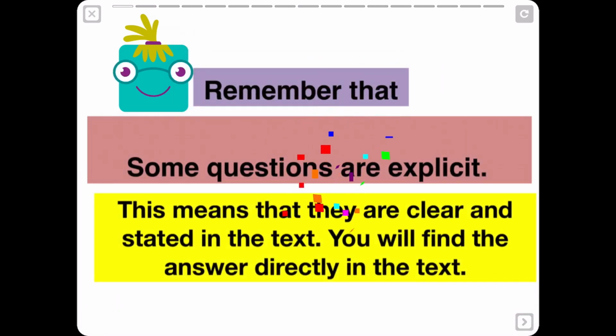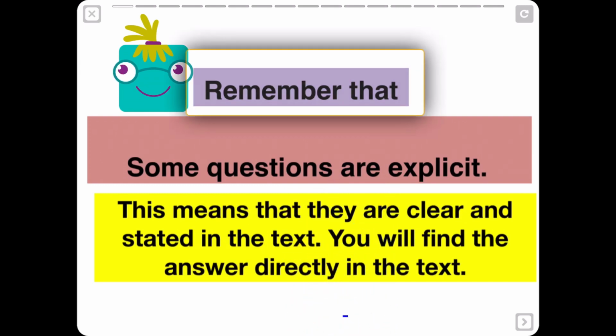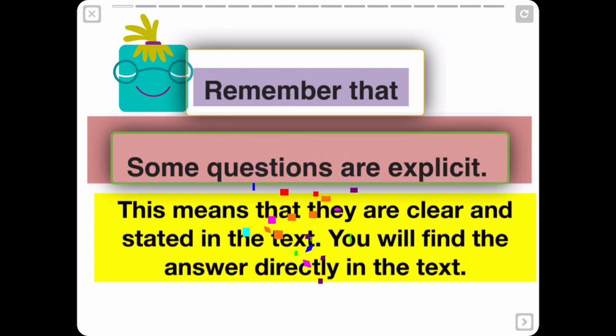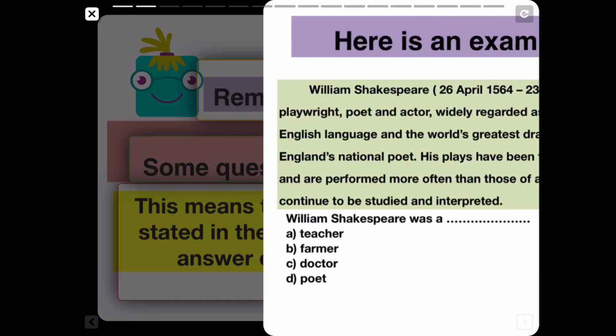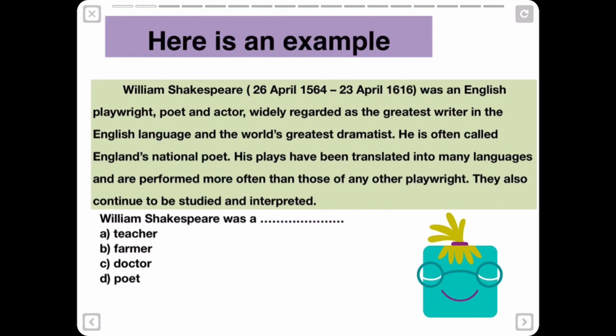When we read the reading comprehension text, we should always remember that some questions are explicit. This means that they are clear and stated in the text. You will find the answer directly in the text. Here is an example of the explicit question.